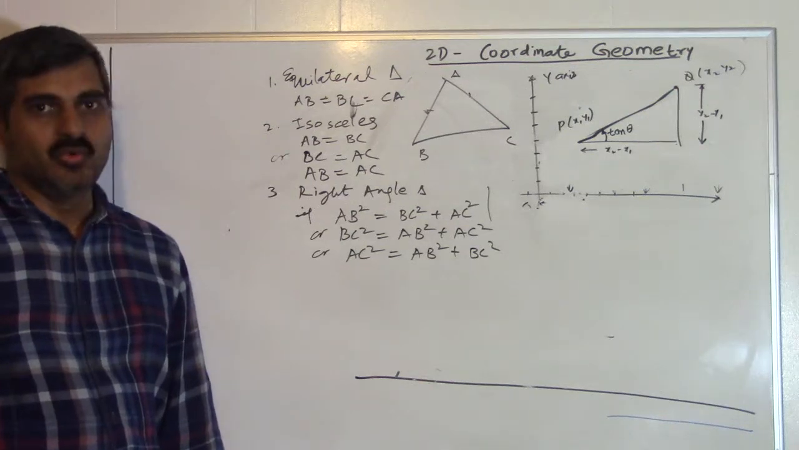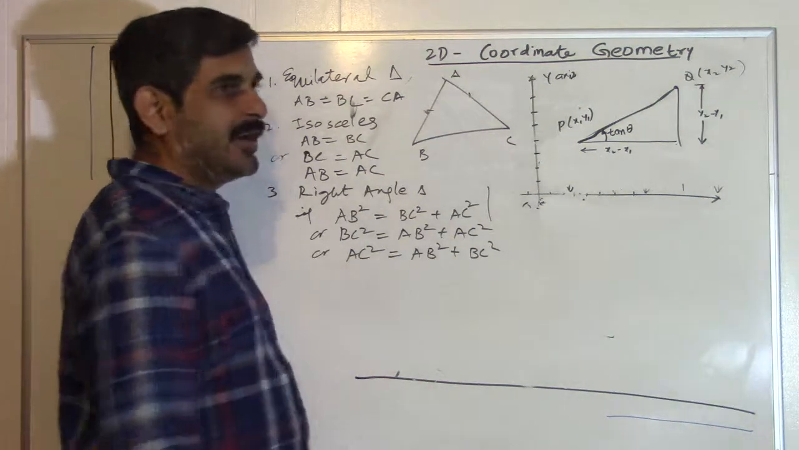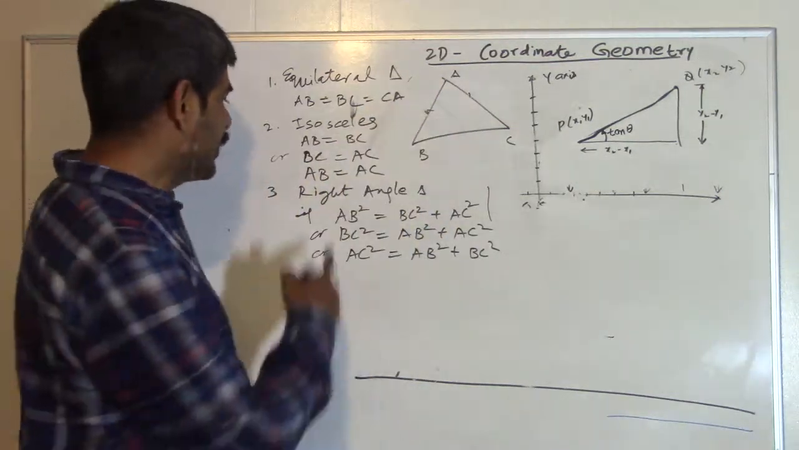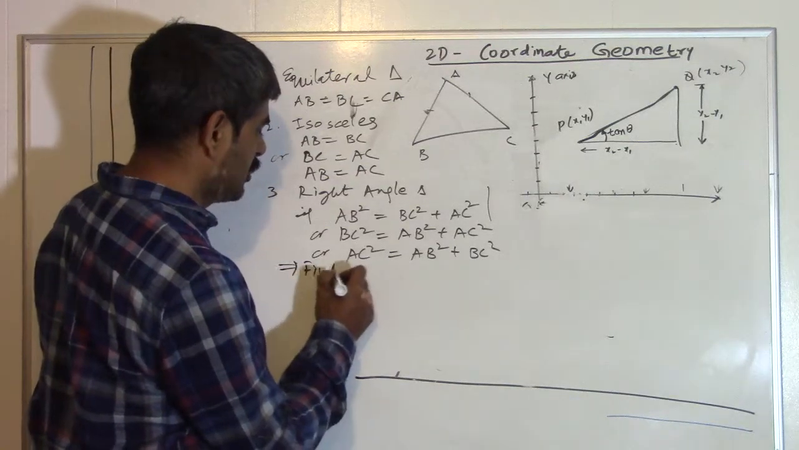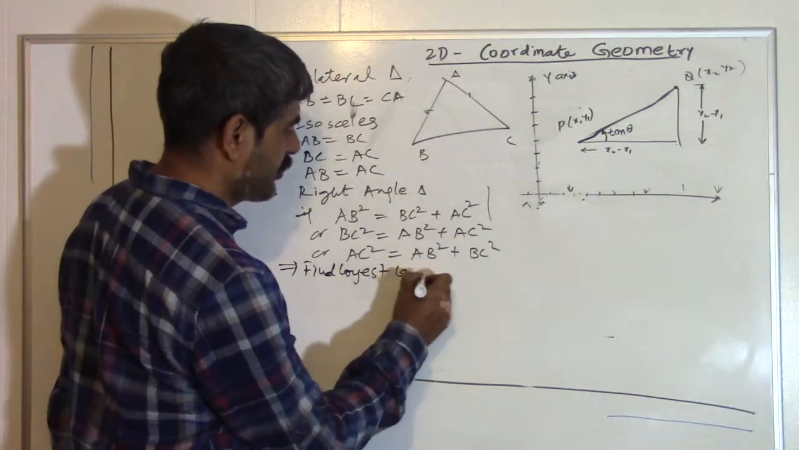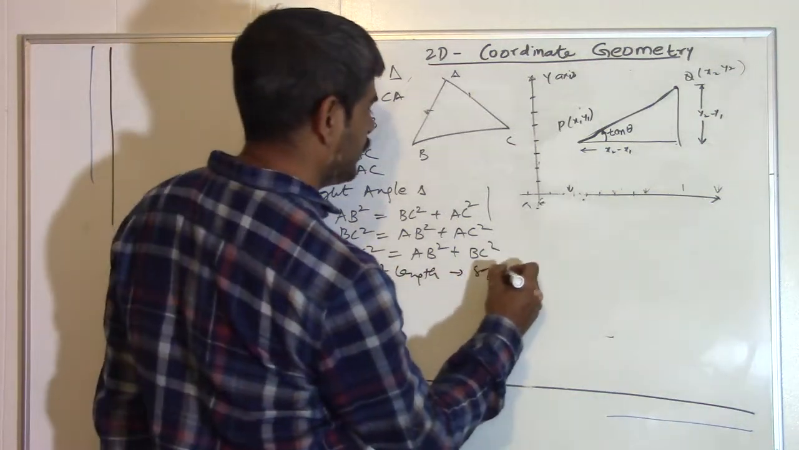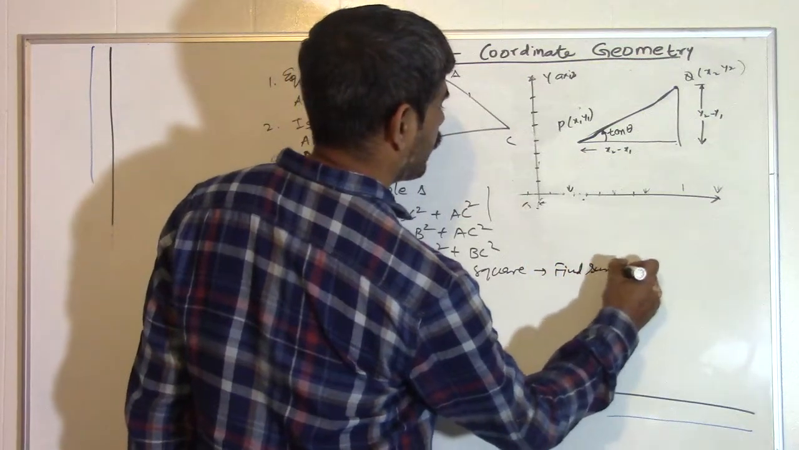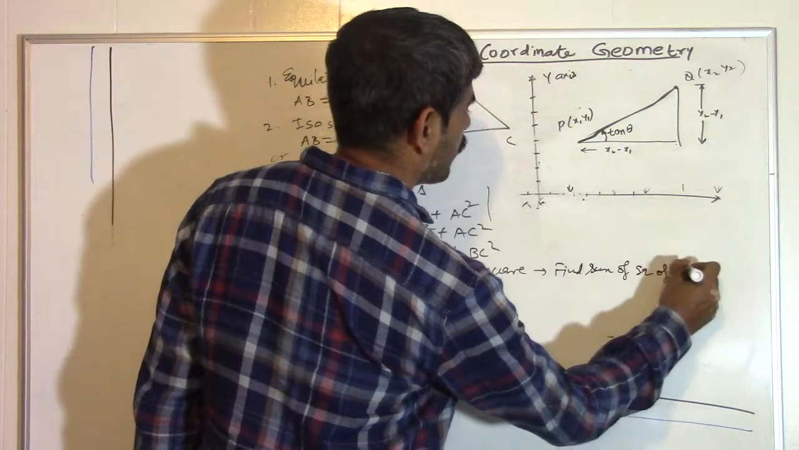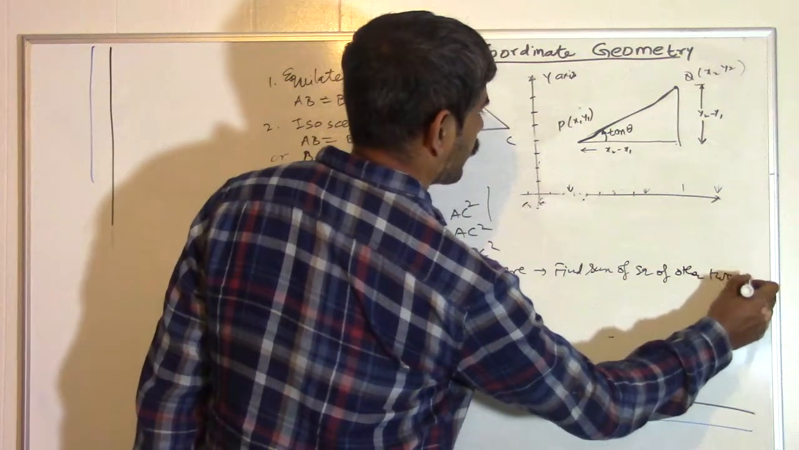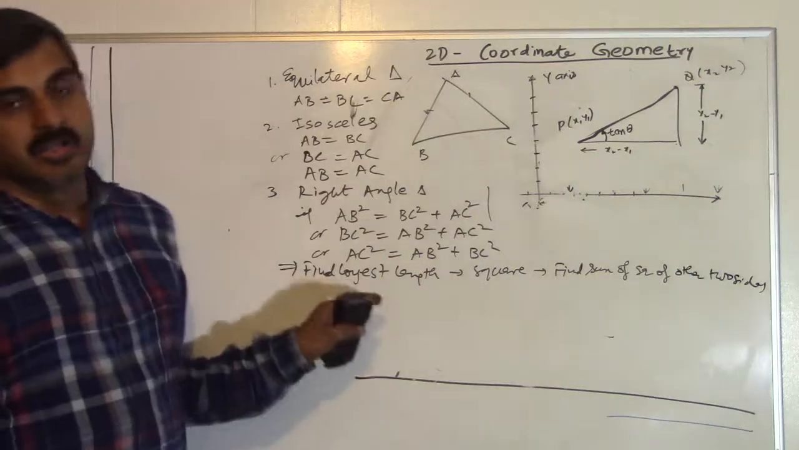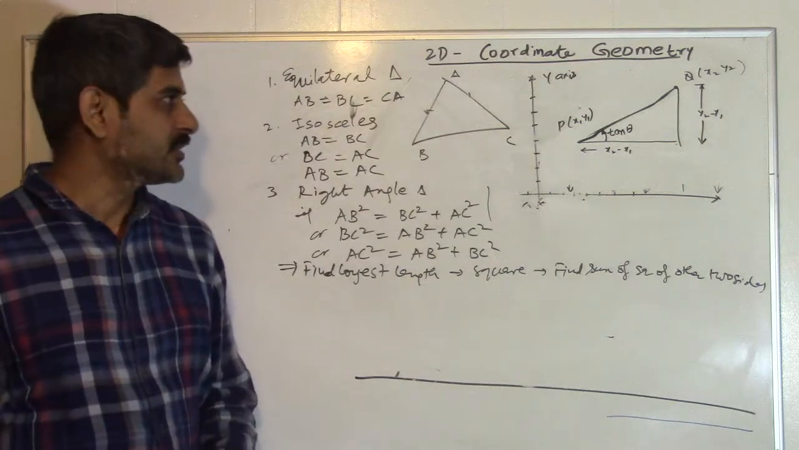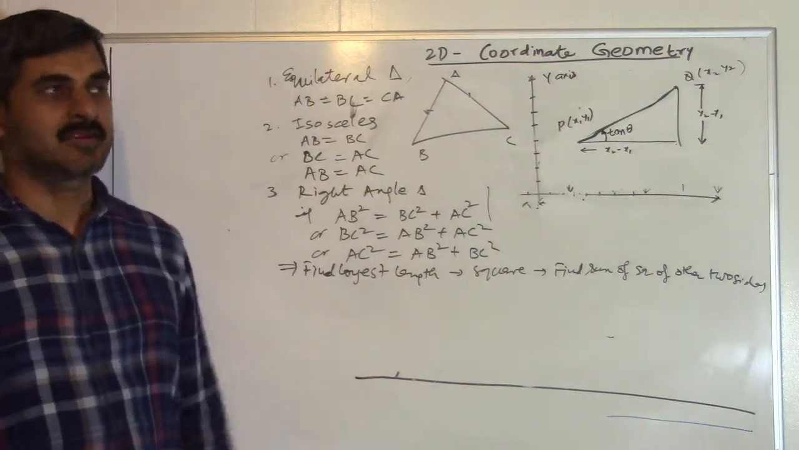So what is the way to do it? What you do is find the longest length from this given triangle, then you square it, and then find the sum of the squares of the other 2 sides. If this square of the longest side is equal to the sum of the squares of the other 2 smaller sides, then that triangle will be a right triangle.